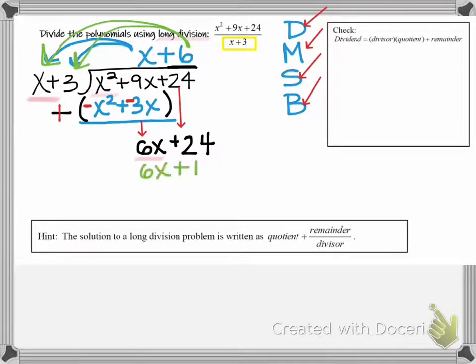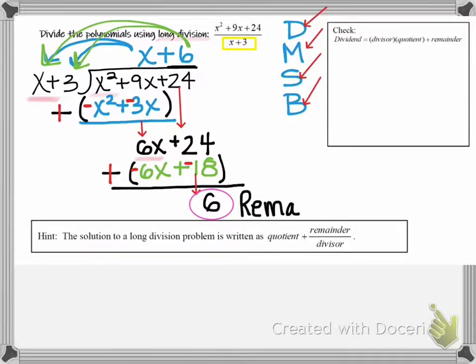That gives me 6x plus 18, and now I'm at my subtract step. Again, it might be easier to change the subtraction sign to addition and then take the opposite of the terms inside the parentheses. When I add straight down, 6x plus negative 6x is 0x, it cancels out, but I have 24 plus negative 18, which is 6. The reason I circled that is because 6 is my remainder. Now I'm almost ready to write my final answer in proper form.